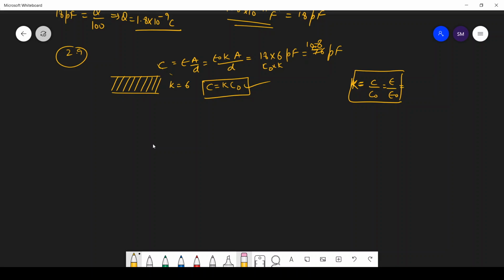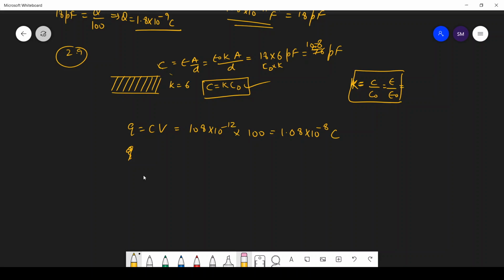Now, what is the charge on the capacitor plates? Q is equal to C into V. We know the value of C, that's 108 into 10 to the power minus 12 farad, into the volt that we have connected, 100. So that comes out to be 1.08 into 10 to the power minus 8 coulombs. Earlier it was 10 to the power minus 9 coulomb, now more charge will be there. So Q is equal to CV, right?